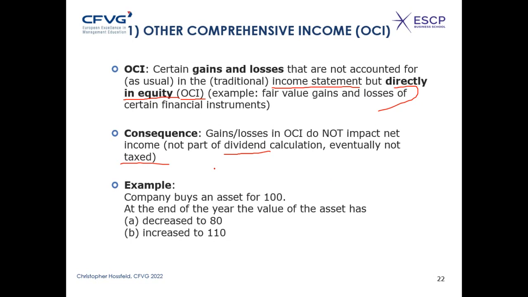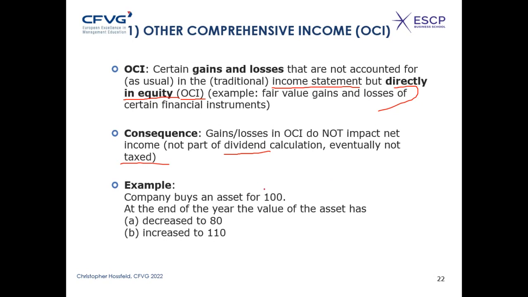Why did IFRS choose to use other comprehensive income? It's a concept that exists in Anglo-Saxon accounting, so US GAAP would be the same. UK GAAP has something similar. But in European accounting, for example, we don't use OCI.